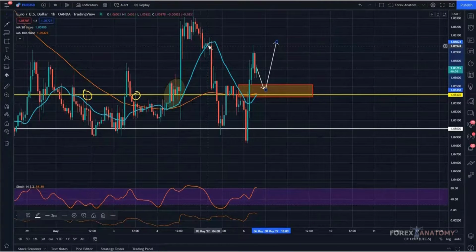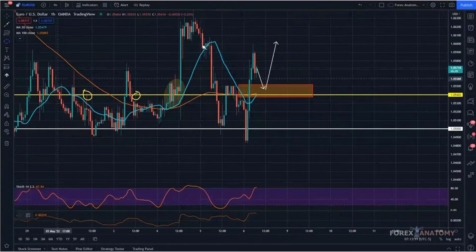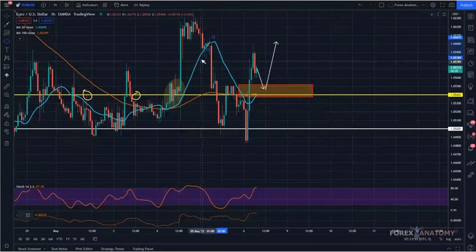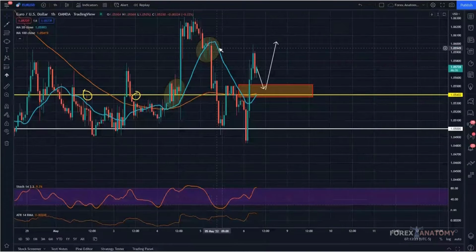Also, if you look left, you can see that we have this cluster area right here. I don't know if you see it. Oftentimes these cluster areas could sort of function as an area of resistance or support. In this case, it'll be resistance. So, somewhere around here is where I think price may want to go.